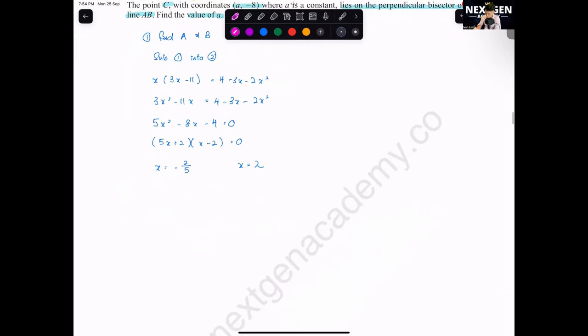After you get the x value, you are going to sub x into 1. So what do we get here? y is 3 times negative 2 over 5 minus 11, y is negative 61 over 5. This one also, we're going to find a y value. 3 times 2 minus 11, y is equal to negative 5. My A value here, (negative 2 over 5, negative 61 over 5), B value (2, negative 5). It doesn't matter which one is A, which one is B. Okay, that's all, you got 2 points here.